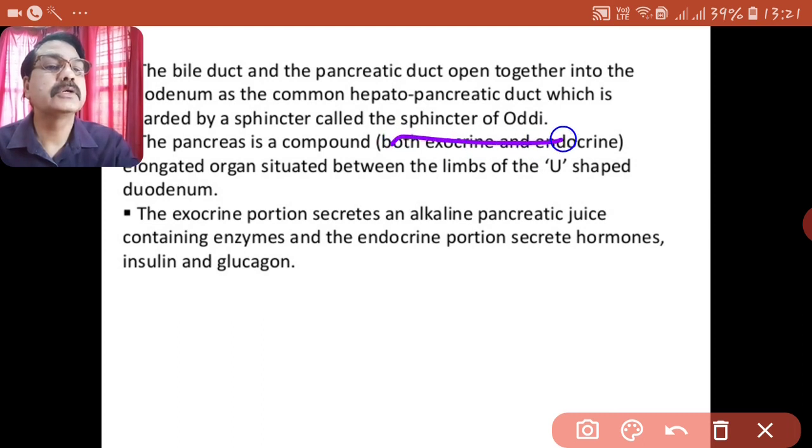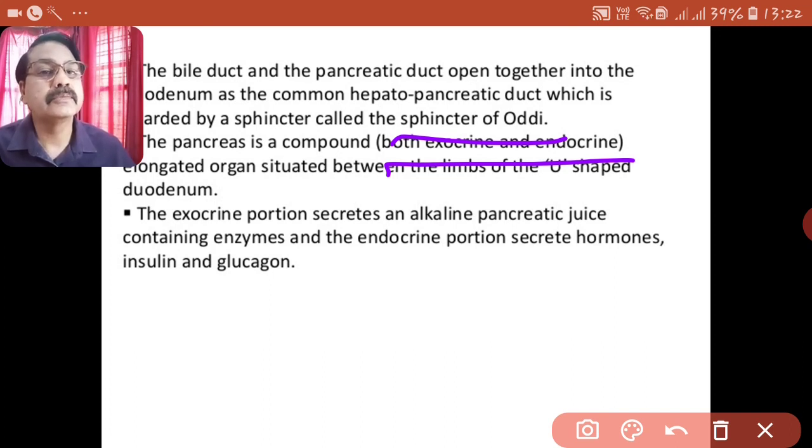This is the sphincter of Oddi. So the pancreas is a compound gland, both exocrine and endocrine. This is the organ situated between the limbs of the U-shaped duodenum. So the pancreas acts as a dual gland. One is exocrine when it secretes pancreatic juice, and another is endocrine when it secretes insulin also.